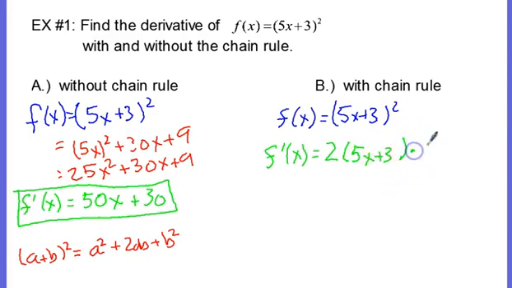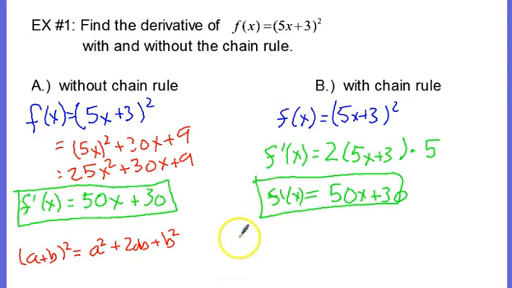But now I'm going to multiply by the derivative of the inside function. And the derivative of 5x plus 3 is just 5. So now I can just simplify. 2 times 5 is 10, and 10 times 5 is 50. 50x plus 2 times 5 is 10, 10 times 3 is 30. And there is f prime of x using the chain rule.